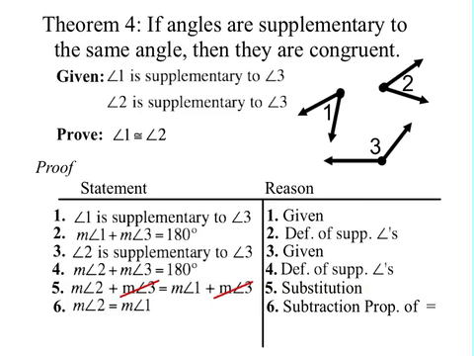We have an equation in line 5. Each side of the equation contains the measure of angle 3. We get to subtract the measure of angle 3 from both sides, leaving us with the measure of angle 2 is equal to the measure of angle 1. And then we know that if the measures of two angles are equal, those two angles are congruent.